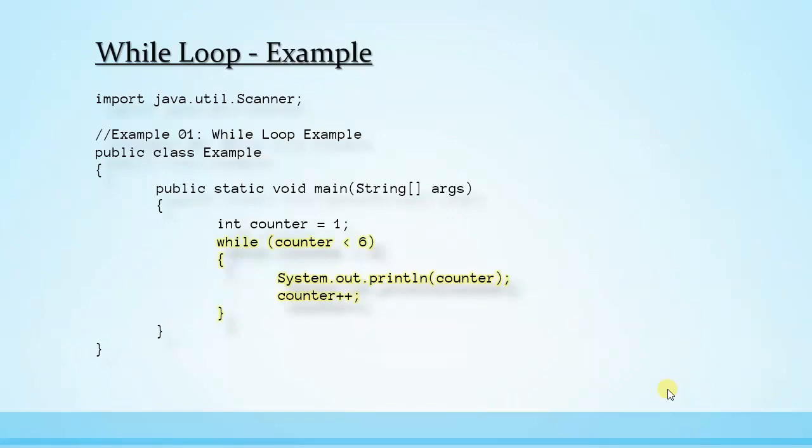First time it will be 1 less than 6. Next time it is 2 less than 6. Then 3 less than 6. And at certain point it will be 6 less than 6. So that time it will evaluate to false, and we will quit the while loop.